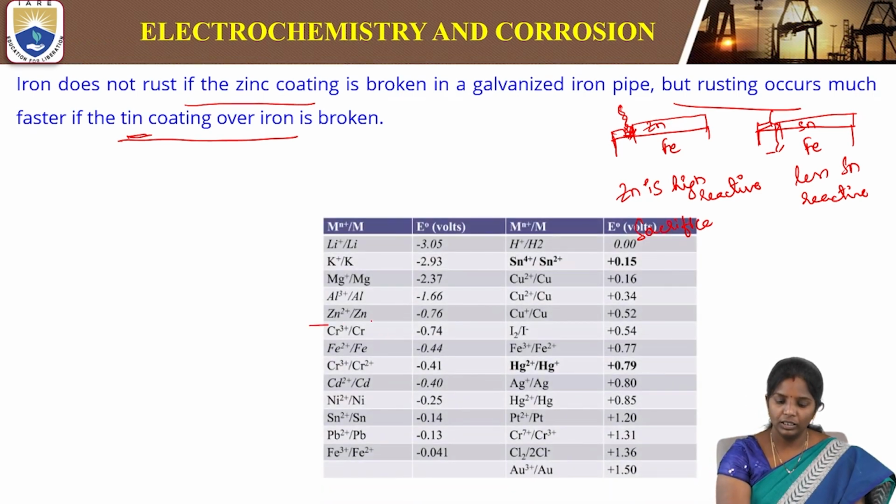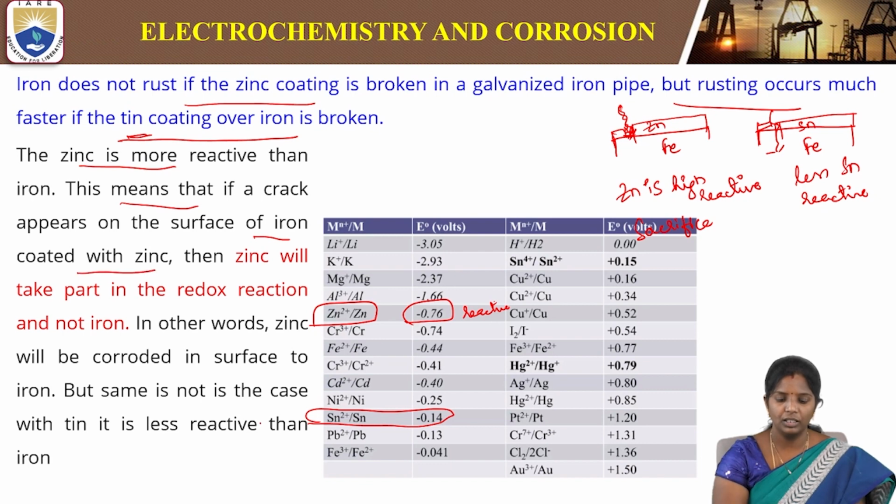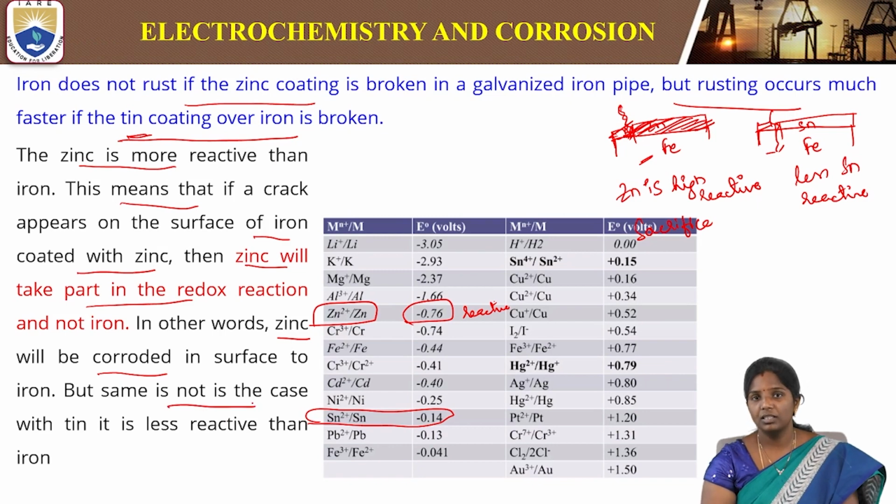If you see zinc, it is highly reactive in terms of potentials, and tin is low reactive. So zinc is more reactive than iron. This means that if a crack appears on the surface of iron coated with zinc, then zinc will take part in the redox reaction. This zinc will corrode completely, taking part in the corrosion reaction, protecting the iron. But it is not the same with tin, because tin is less reactive compared to iron. That is why corrosion occurs faster when tin is coated.